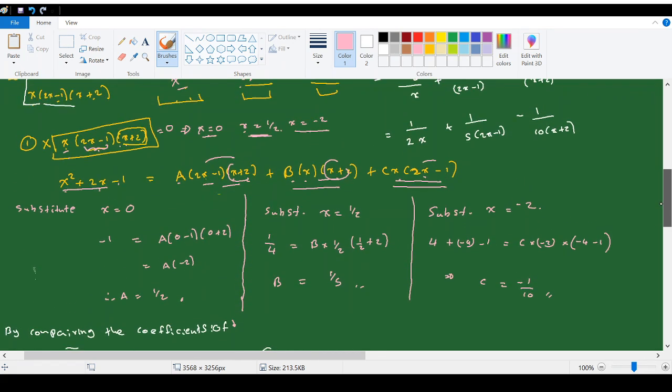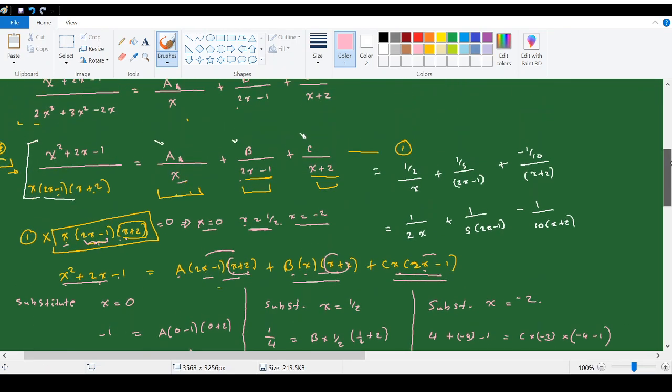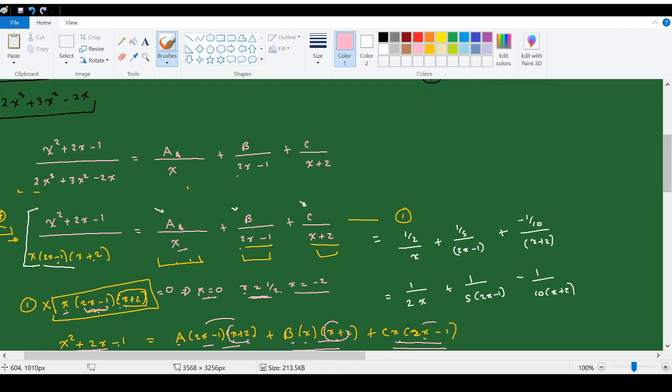So once you compute a, b and c, then you have to substitute it appropriately in these partial fractions and write down the final answer. Okay, right, and we will see some more examples in the next videos as well.